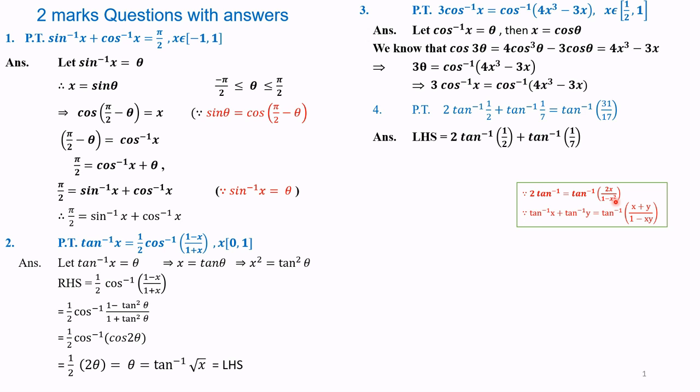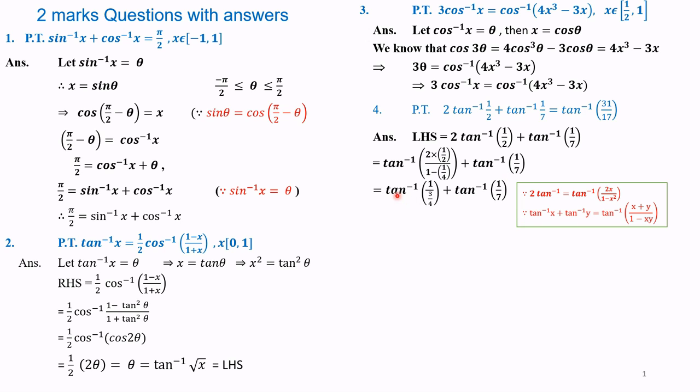Therefore, we can write this left hand side, 2 tan inverse of 1 by 2 plus tan inverse of 1 by 7, as tan inverse of 2x divided by 1 minus x square. In this equation we are substituting x equal to 1 by 2. Therefore, 2x is 2 into 1 by 2, and 1 minus x square is 1 by 4, plus tan inverse of 1 by 7 as it is, we are retaining in this line.